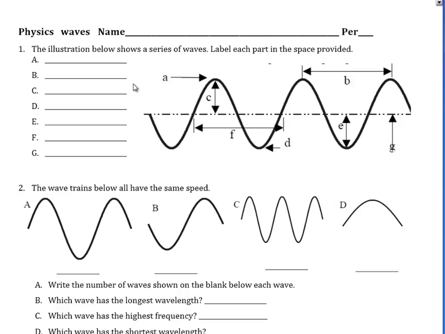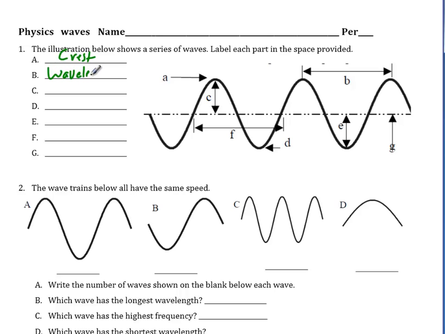Yesterday you guys were introduced to waves, and I wanted to run through this with you real quick, make sure everything is making sense, make sure everything was doable. So real quick here, A is pointing to the top of the wave, so that's a crest. B is pointing from one crest to the next crest, so that's a wavelength.